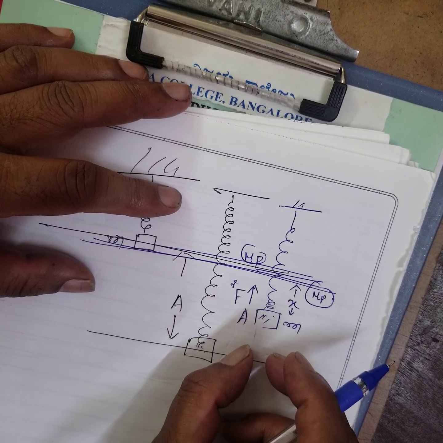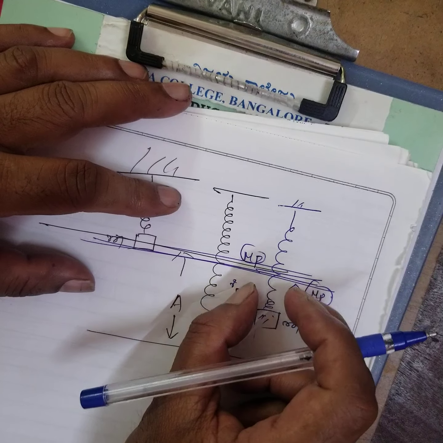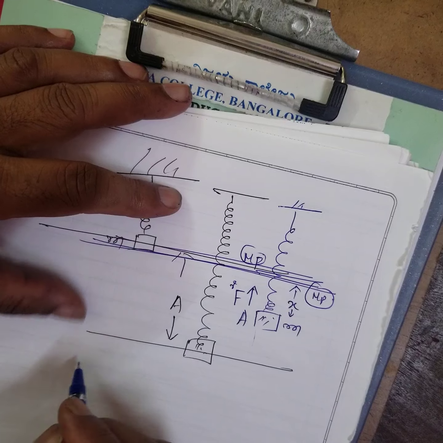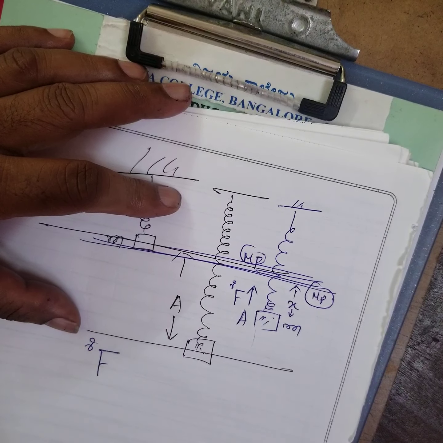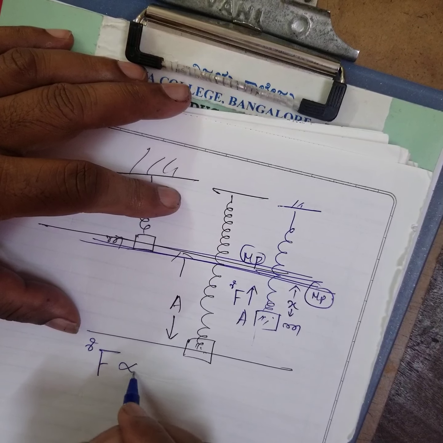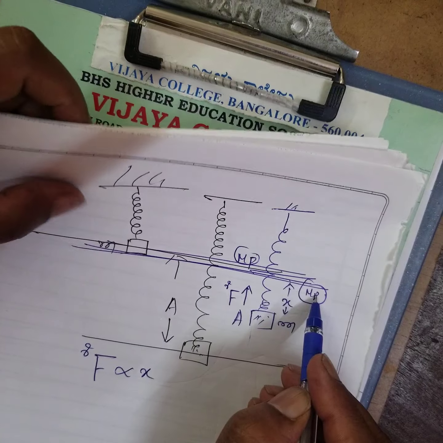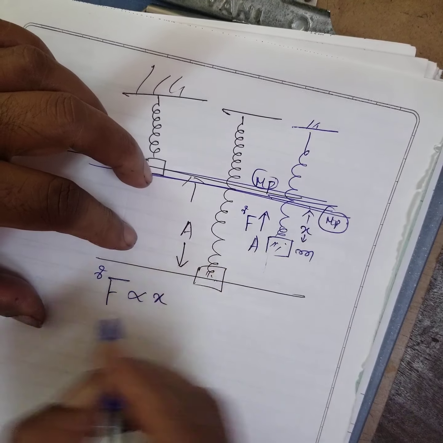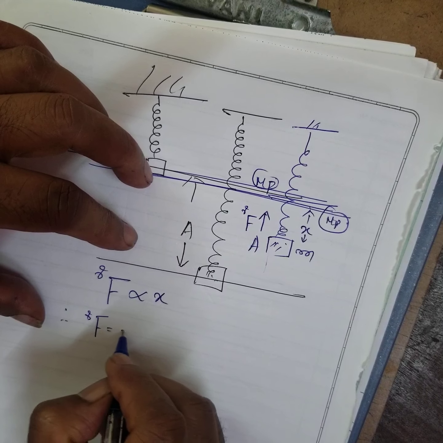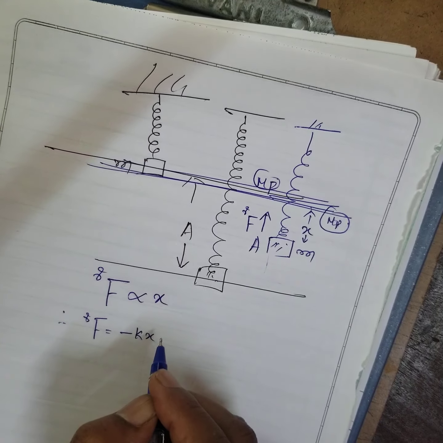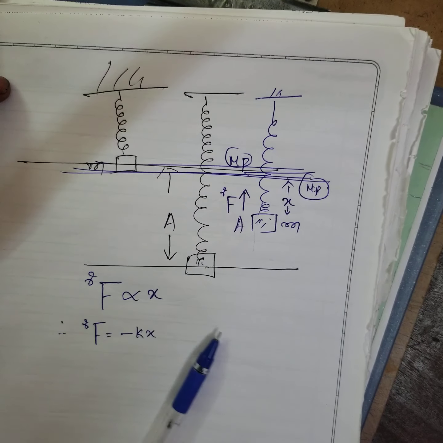Now when I pull it more here, the force will be more. When I pull it this much, the force will be less. Here, maximum force. Therefore, from here, what you observe? The restoring force is directly proportional to displacement from the mean position. Therefore, restoring force is equal to minus k times x.